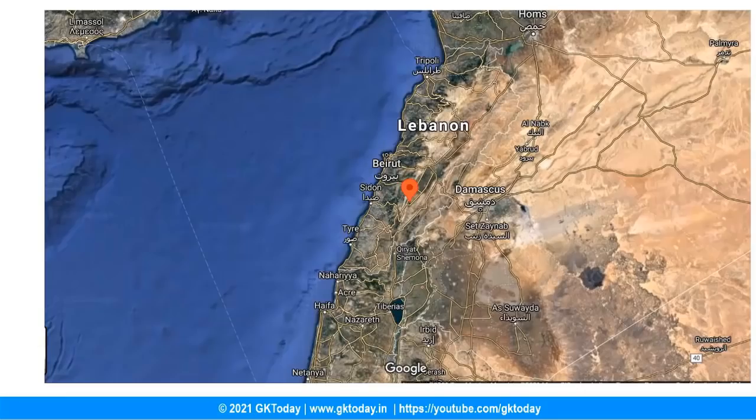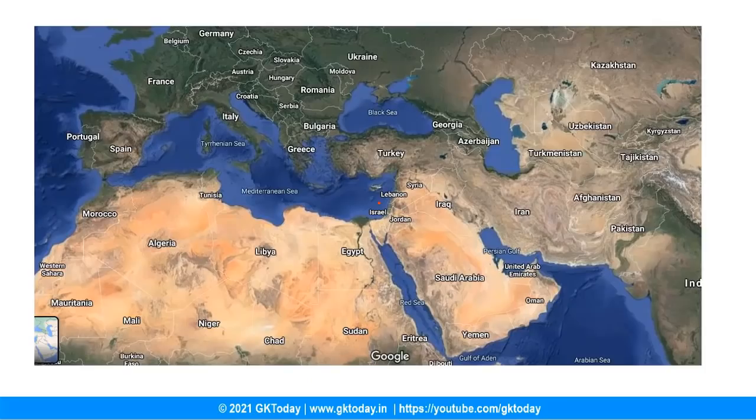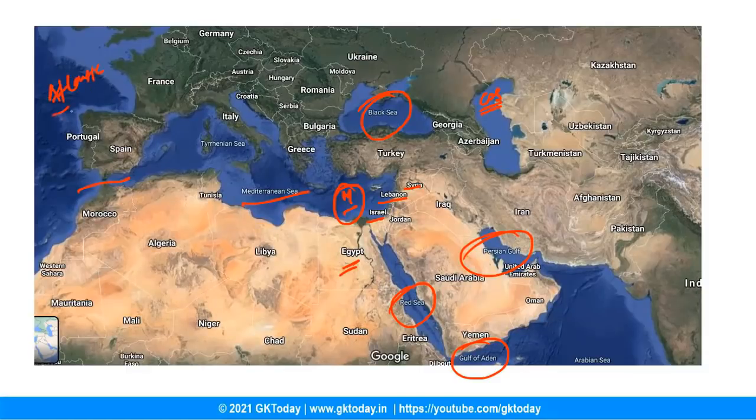Now let's have a look at the geography of Lebanon. So this is the Mediterranean Sea, this is Lebanon, and this is the geographical location of this particular lake. So this is Lebanon, this is Mediterranean Sea, this is Syria, Israel, this is Egypt, Red Sea, Gulf of Aden, Persian Gulf, Black Sea, Caspian Sea, this is Mediterranean Sea, this is Strait of Gibraltar, this is Atlantic Ocean, this is Indian Ocean, and this is Arabian Sea.